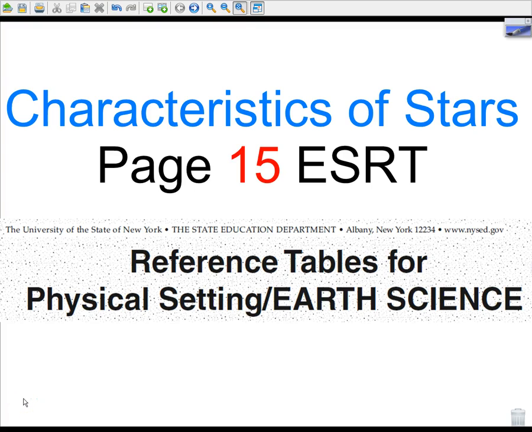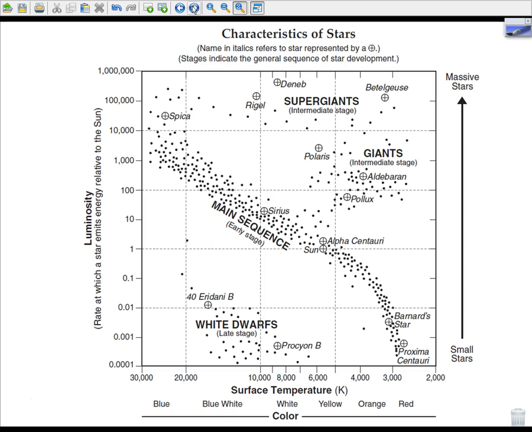This one is characteristics of stars, and we're going to teach you how to read page 15 of the Earth Science Reference Table. So take out your handy dandy Earth Science Reference Table, turn to page 15, and page 15 looks like this. Part of page 15, I should say.